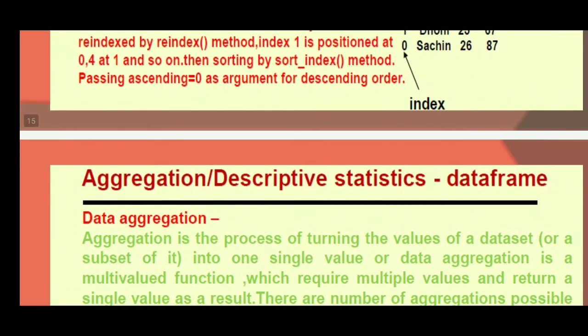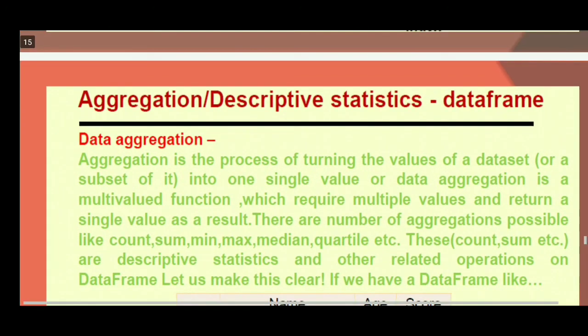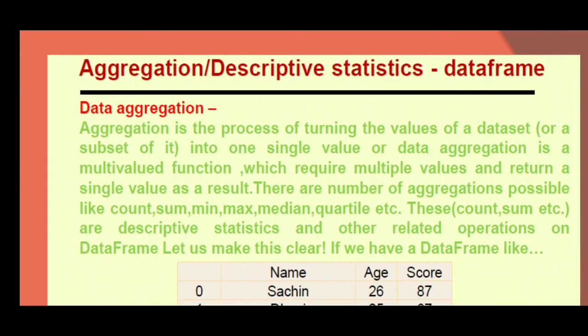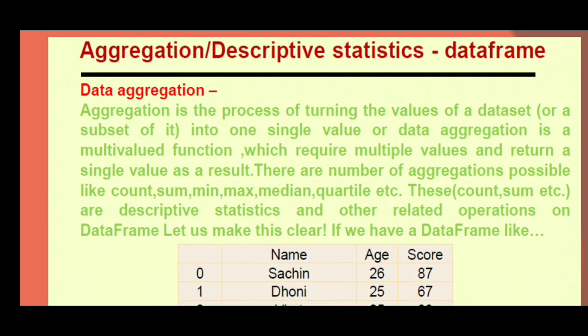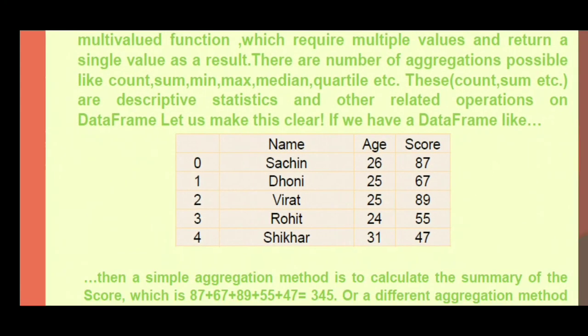Then the next one, aggregation or descriptive statistics on a data frame. Data aggregation is the process of turning the values of a data set into one single value. Data aggregation is a multi-valued function which requires multiple values and returns a single value as a result. In short, when you use aggregate functions, it will aggregate all row values and show a single value. For example, when you use the sum function, it will sum all values and show a single value as the addition of the given column. So let us see an example.